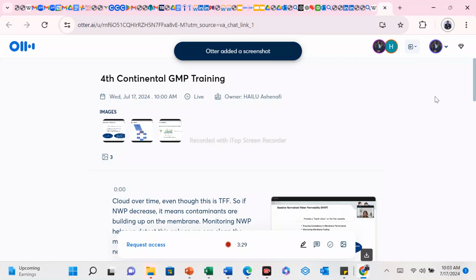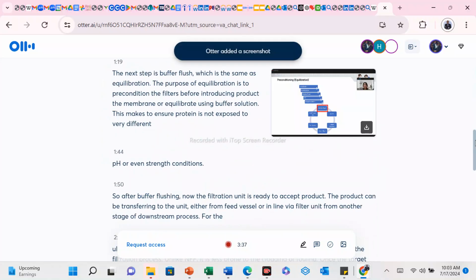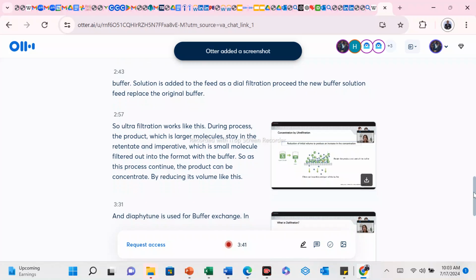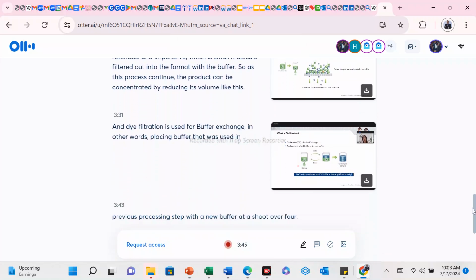And diafiltration is used for buffer exchange. In other words, replacing the buffer that was used in the previous processing step with a new buffer that is suitable for the next processing step. It is also the method by which we formulate our drug product.